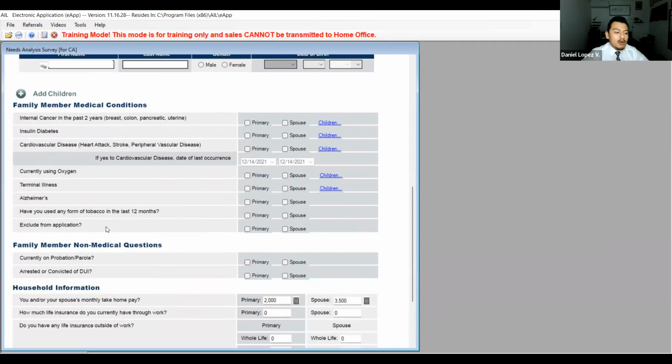Okay. The only question that is not in here, but you have to ask is, have you tested positive for COVID in the last 3 months? If it's yes, they don't qualify. If it's no, they qualify. Someone who tested positive for COVID and only had to quarantine at home can get life insurance after 3 months. But if they have COVID and they were confined to the hospital, they have to wait 6 months.